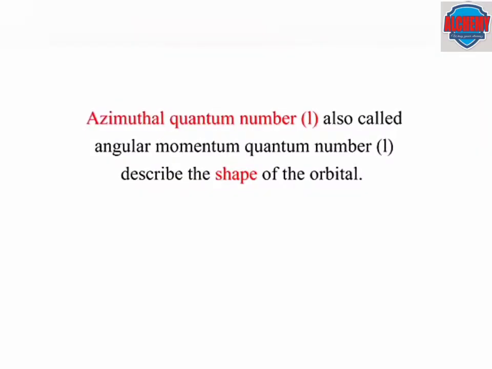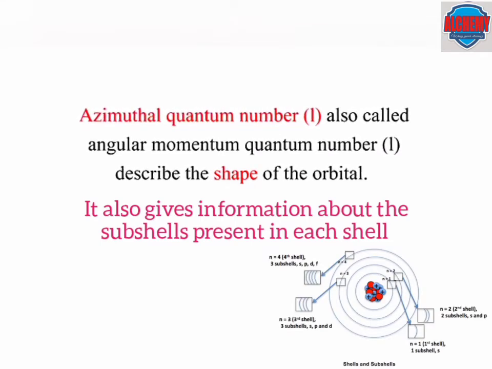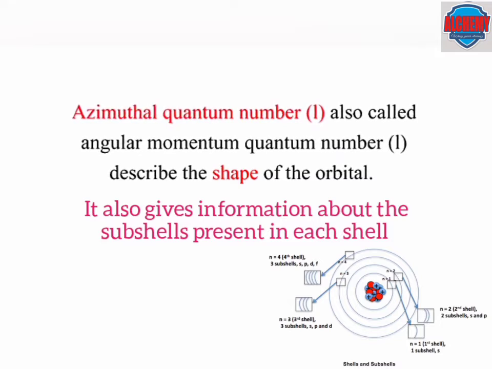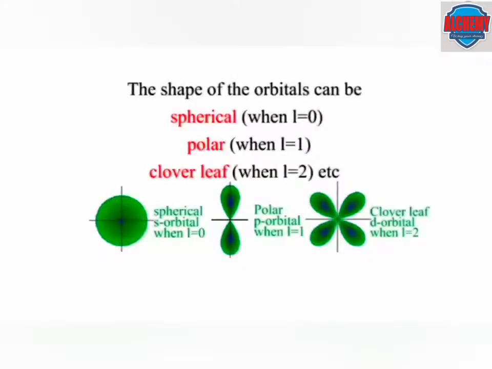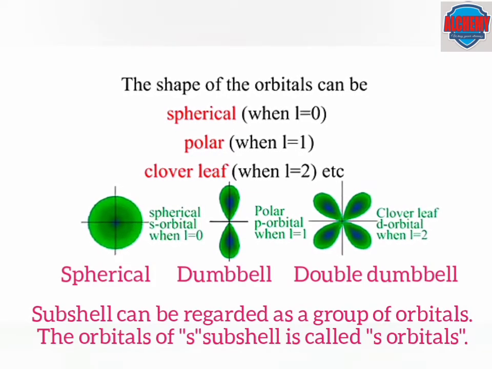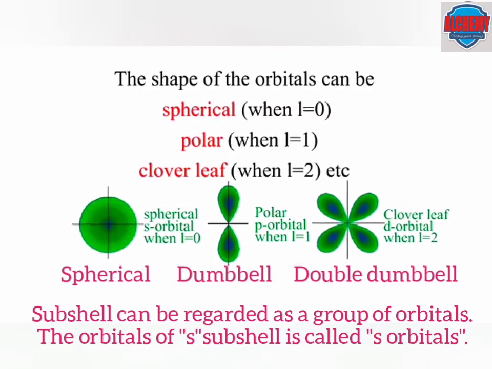The azimuthal quantum number l, also called the angular momentum quantum number, describes the shape of the orbital. It also gives information about the subshells present in each shell. The shape of the orbitals are given here. The s orbital is of spherical shape, p has dumbbell shape, and d is of double dumbbell shape.